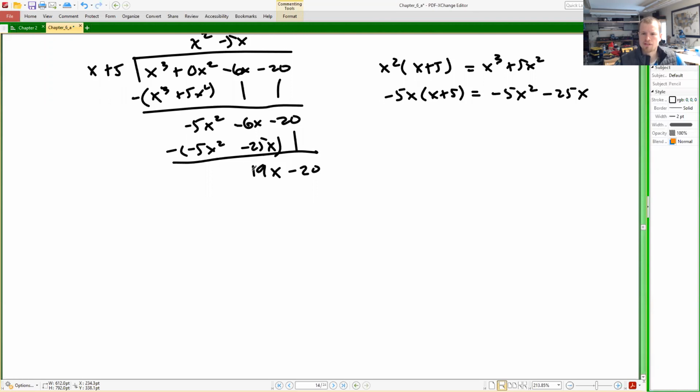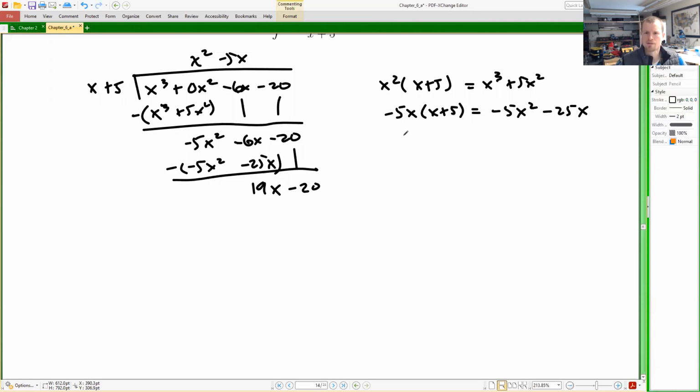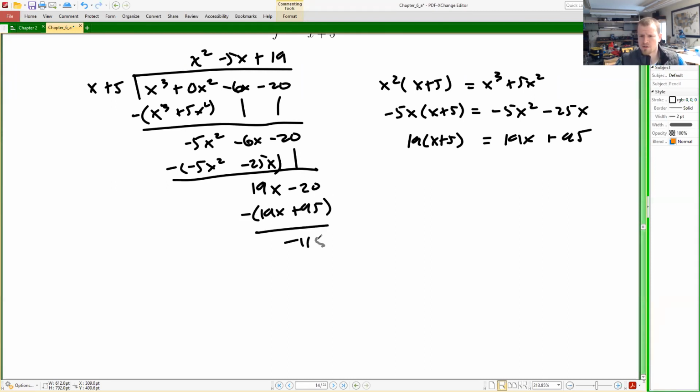And then how many times does x go into 19x? It goes in 19 times. Nineteen times x is just 19x. 19 times 5 is, let's see here, 95. So I'm subtracting 19x plus 95. 19 minus 19 goes away. Negative 20 minus 95 gives us a negative 115.